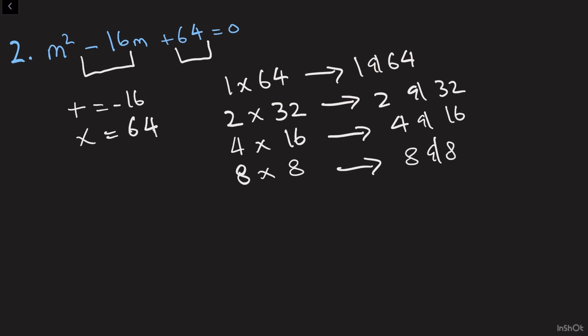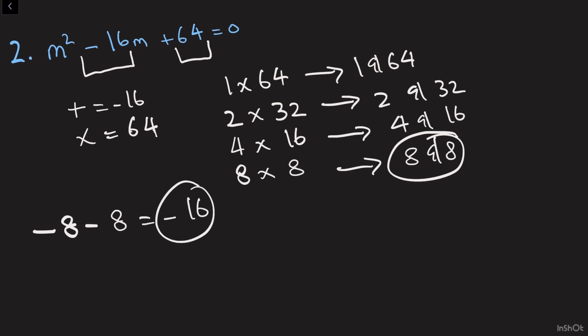Which one of these pairs of numbers could get me minus 16? I could have any sign, any positive or negative sign on these numbers. Which one of these pairs of numbers would get me minus 16? And it would be this one. So if they were both minus 8, you would get minus 8 minus 8, which equals minus 16. It's perfect. Exactly what we need. And now we can do the double brackets.